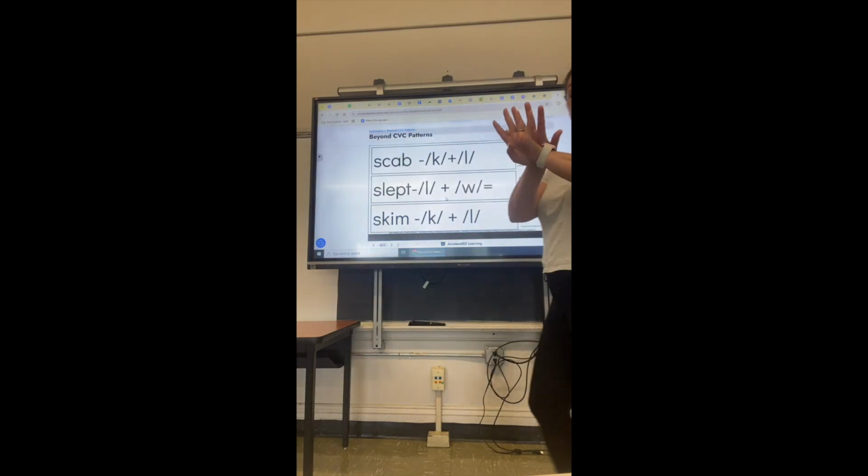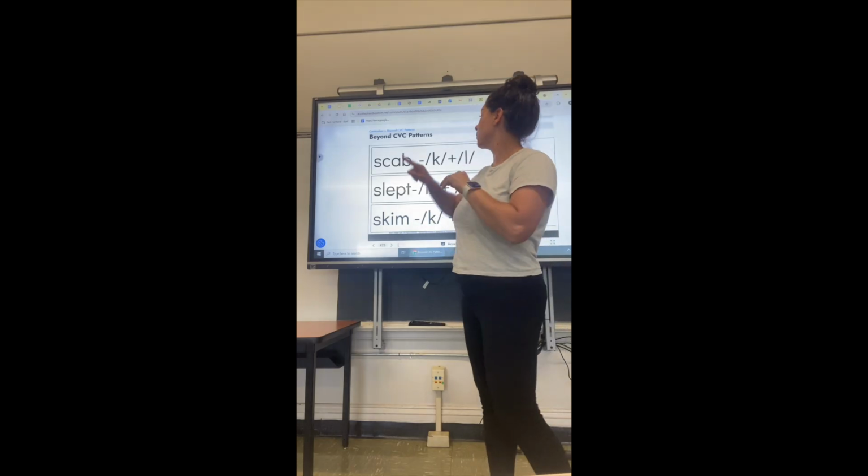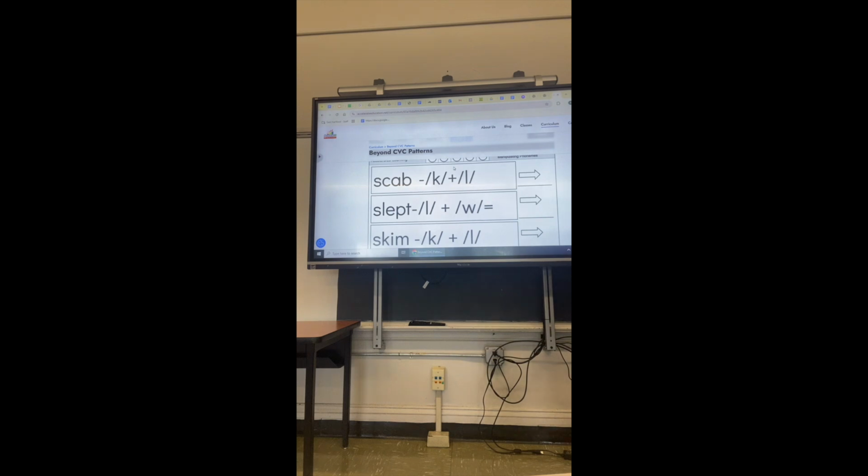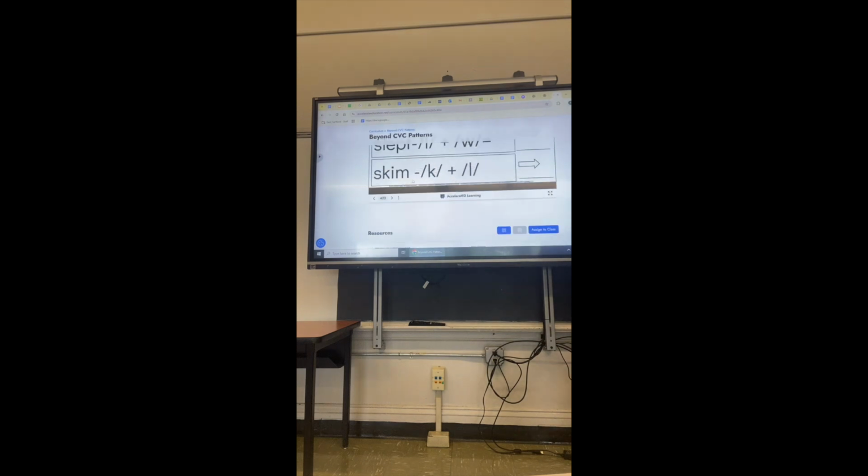Right? So you can use your hand gestures for visuals. You can use the opening boxes at the top, but you want to make sure you're providing those visual cues to help your students work through these advanced skills.